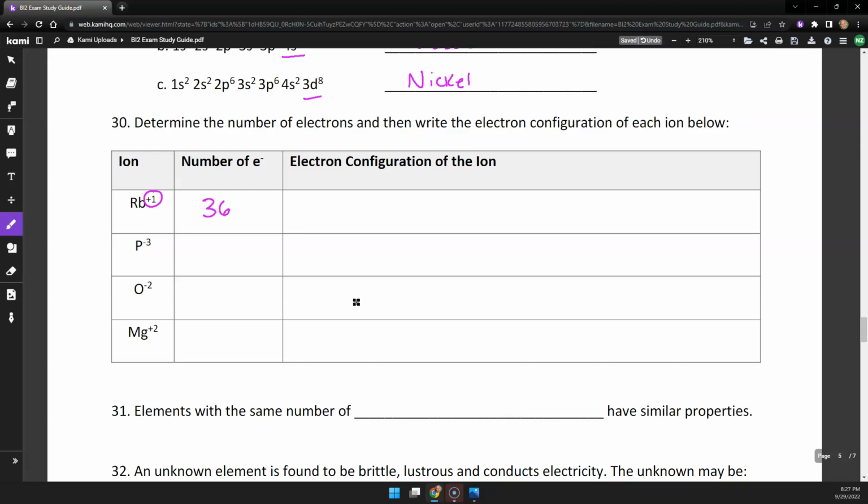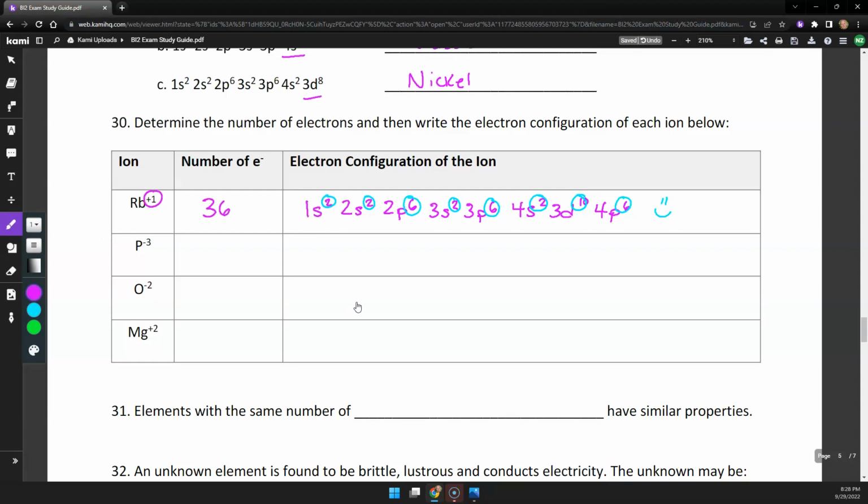Okay, Rb. So let's write this out. So we have 1s2, 2s2, 2p6, 3s2, 3p6, 4s2, 3d10, 4p6. Rubidium is on the 5th row. So finally 5s1. No, I'm wrong. If it has one less electron, it is going to end at 4p6. So let's check this. 2 plus 2 is 4, plus 6 is 10, 12, 18, 20, 30, 36. Okay, so we're good here.